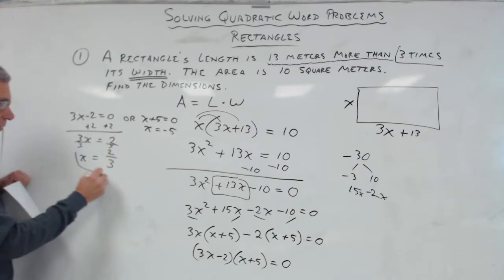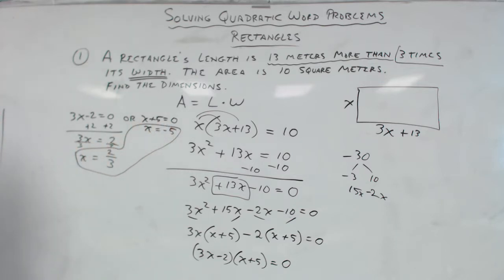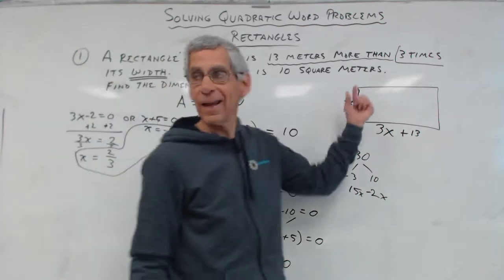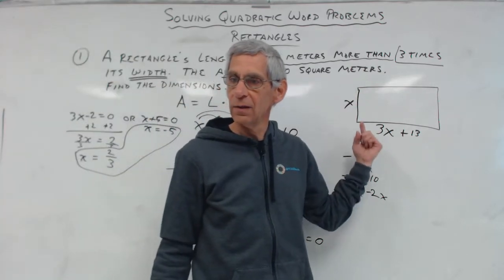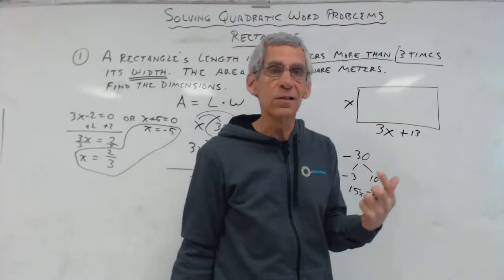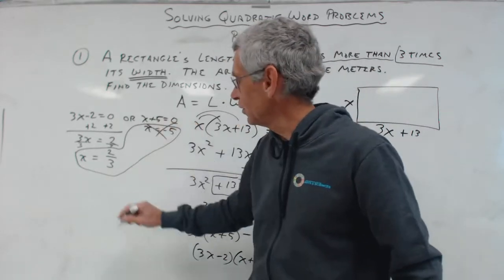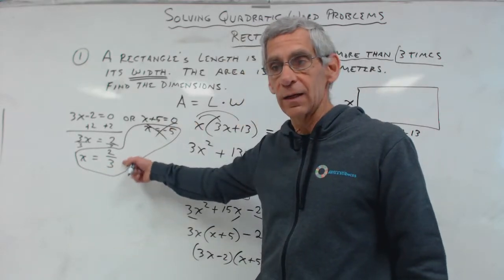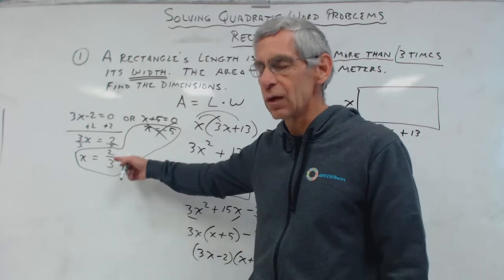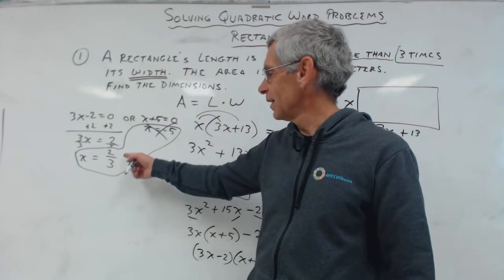So I have these two answers. Which one would it have to be? 2/3. Why? It can't be negative. You can't have a negative distance in your side, right? Because the length of a side of a rectangle is a distance. A distance always is positive, right? So it's not going to be that x is negative 5. So we know x is 2/3.